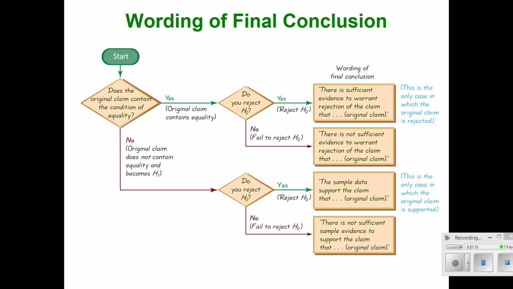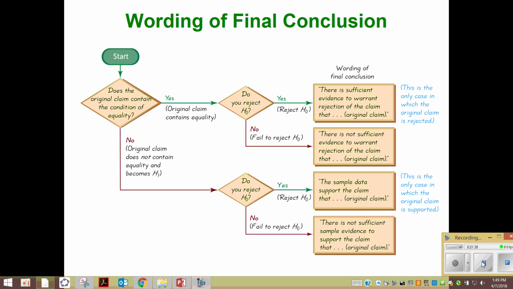And then there's the other possibility, going back to the first decision. If the claim does not contain equality, then it becomes the alternative hypothesis. So when we reject the null hypothesis, we would be supporting the alternative. And if we do not reject the null hypothesis, then we will say there is not sufficient evidence to support our alternative. Right, so let me pause here and see.